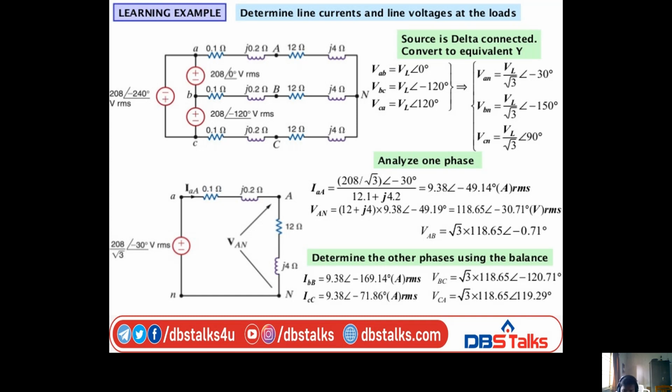Get phase voltage: 12 plus J4 into 9.38 at an angle minus 49.19. We are getting 118.65 at an angle minus 30.71 degrees volts. VAB is equal to root 3 times 118.65 at an angle minus 0.71. So similarly, we are determining all the currents and voltages.